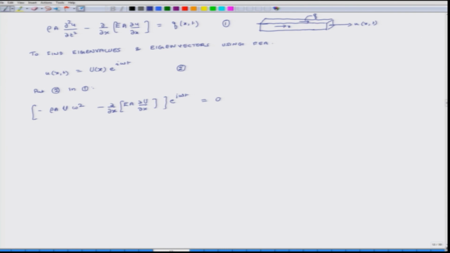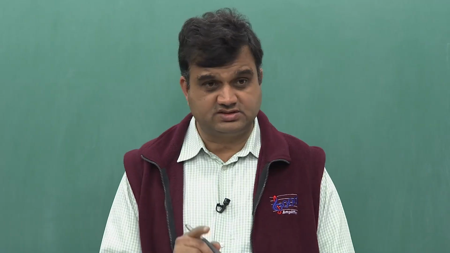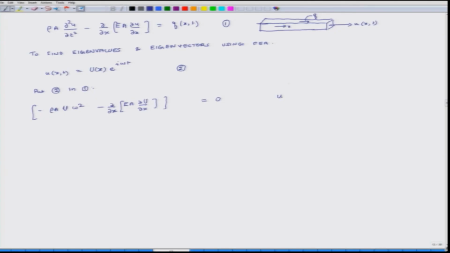Now, we note that e to the i omega t is common to the entire expression. So, I can eliminate this, right. So, I will erase this. The other thing I note, so this entire equation is now only in x, because this capital U is nothing but a function of x only, which means that del over del x equals d over dx, right. So, I will replace these partial differential operators with regular total derivative operators. So, it becomes d over dx.